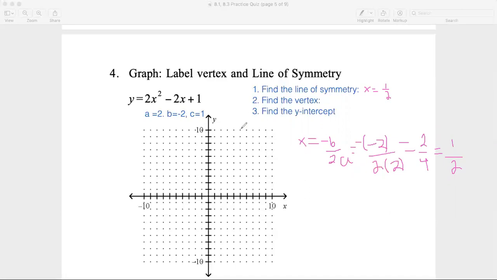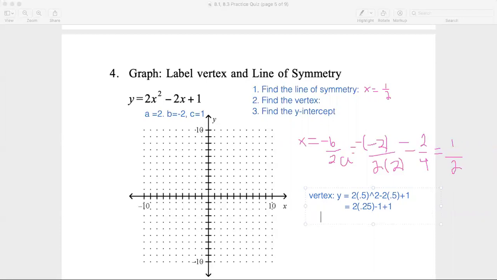So the vertex is when you plug it in. I'm going to go ahead and type it. So I'm trying to find my vertex here. So that would be y equals 2 times 0.5 squared minus 2 times 0.5 plus 1. 2 times 0.5 squared should be 0.25. And then 2 times 1/2 turns into 1, and then plus 1.